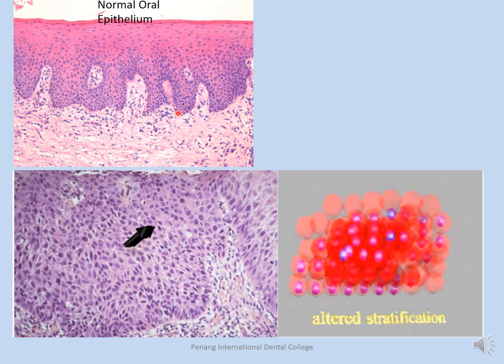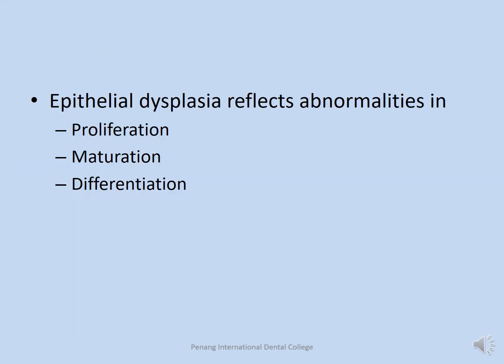Now we have normal epithelium, which has regular arrangement, regular stratification. But in dysplasia, there is a loss of stratification. That means there is irregular arrangement of these cells as they mature and progress further, which is not good news. It is indicative of dysplasia, a pre-malignant change. That means this part of the epithelium has a higher chance of going into malignancy. So epithelial dysplasia reflects abnormality in proliferation, in maturation, and in differentiation. Epithelial dysplasia reflects these three abnormalities.